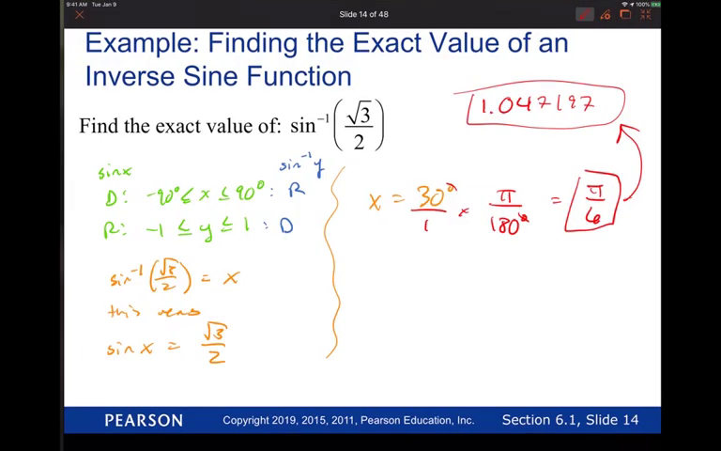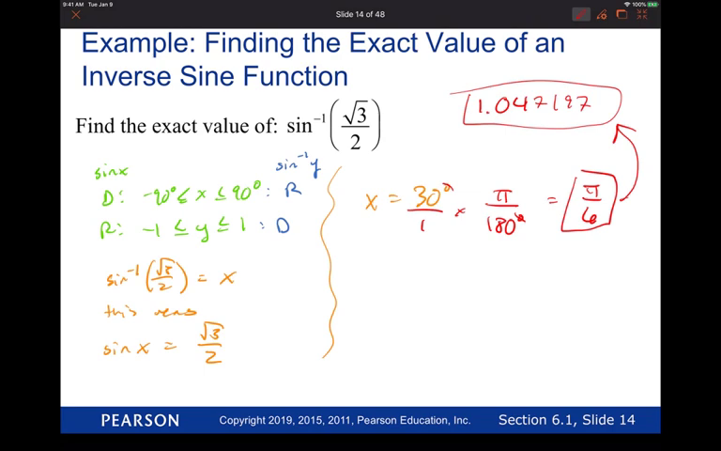No, that should be it. Let me look at this again. Hang on. So sine of what angle? On the unit circle, sine is our y. We want square root of 3. So 1, 2, 3, 1, 2, 1, 2, 3. Oh, it's 60 degrees. It's not 30 degrees, right?